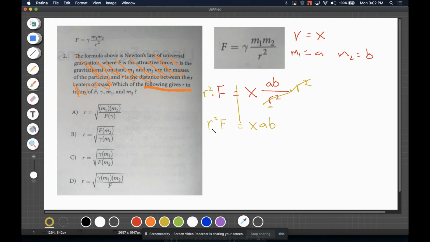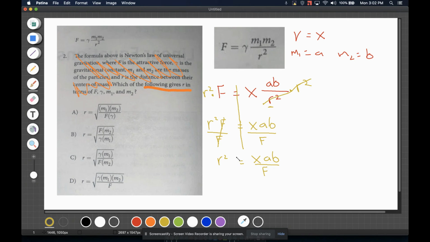Okay. Well, we're trying to get R by itself, so we're going to continue here. We have R squared times F. Well, we need to get rid of that F. It's multiplying by F, so we're going to divide by F. Well, if you do it to this side, you have to do it to the other side. You have to divide everything by F because that's how that works. Those cancel out. R squared equals, and there's nothing you can simplify, so you're just building up things over here. XAB divided by F.